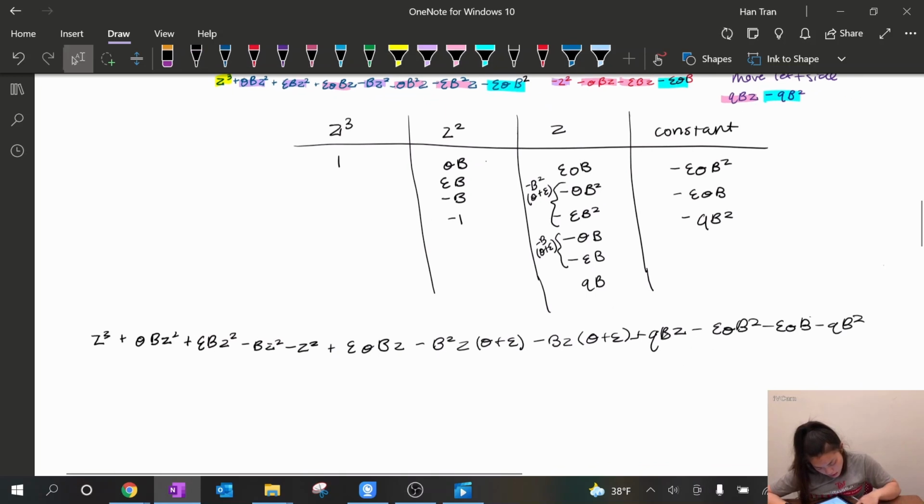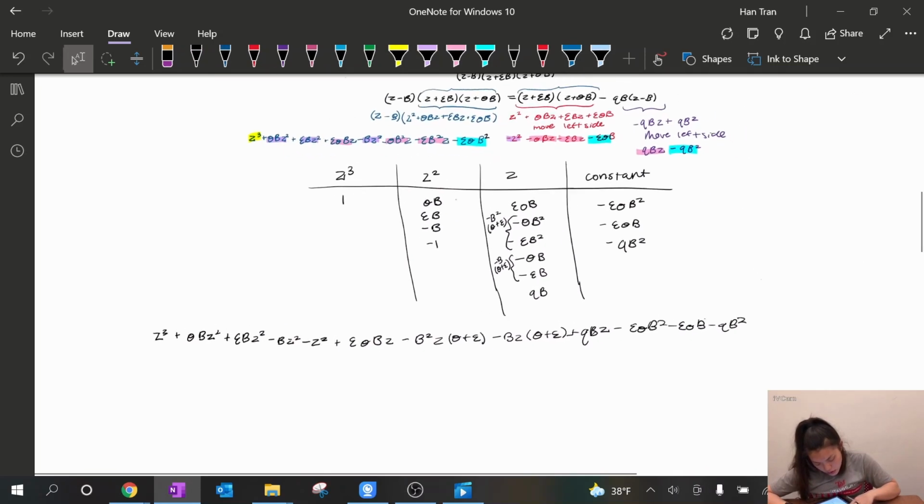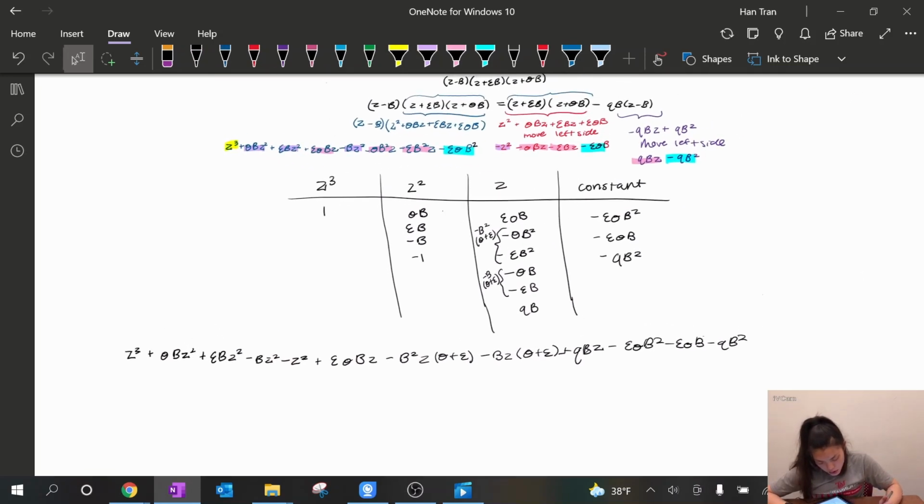So that gives us our final polynomial for the cubic equation of state in terms of compressibility factor.